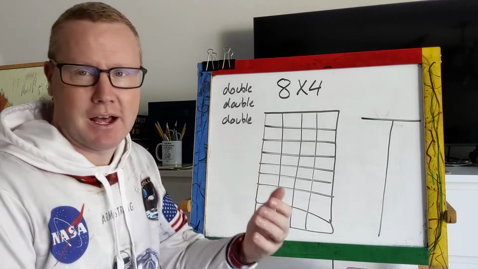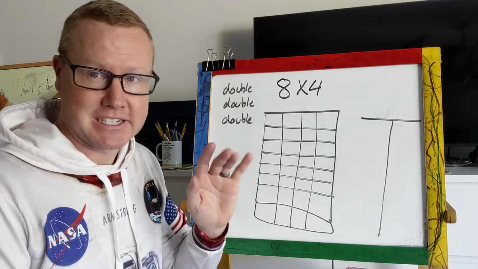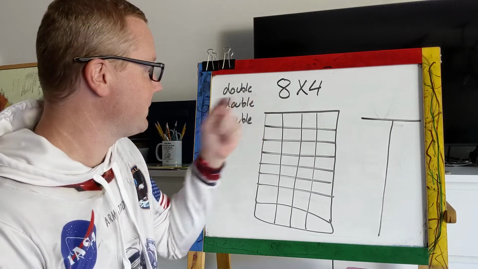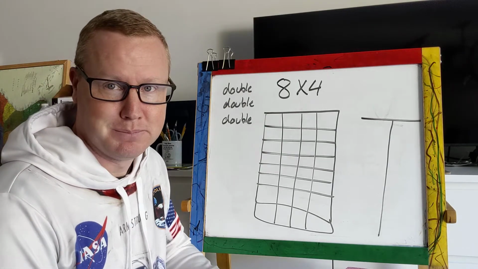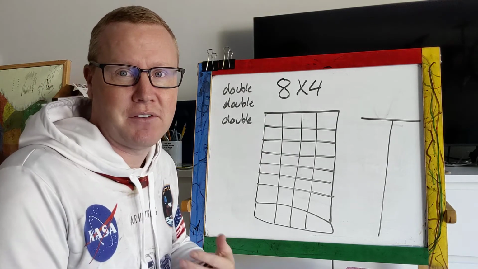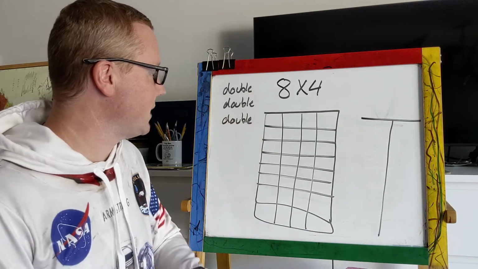So this name I did not come up with. Mr. B did not come up with. It gets kind of confusing. But for multiplying by eights, we're going to double, double, double. So just like we did with fours where we double, double, for eights we just add one more double.